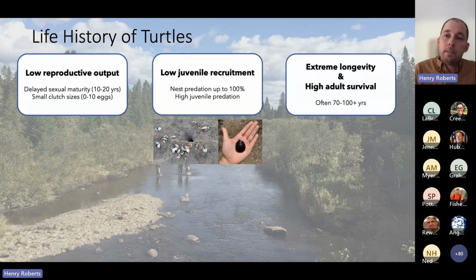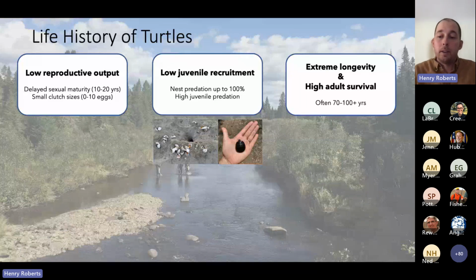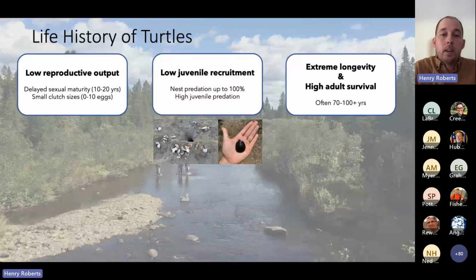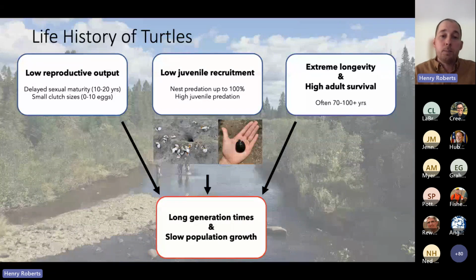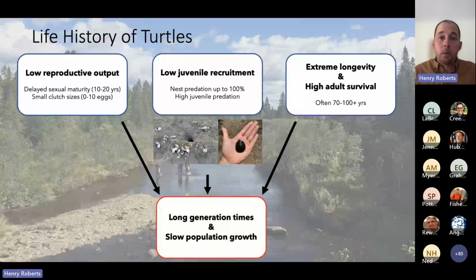So these two negative factors are really only offset by extreme longevity and high adult survival, and really the ability to reproduce into old age, which is often up to 70 to 100 plus years in the wild. So these factors really come together to mean that populations generally display long generation times, often up to 50 years before a single individual can replace itself within the wild. And that also means very slow population growth. So this is how we think populations function naturally, quote unquote, outside of the influence of humans.